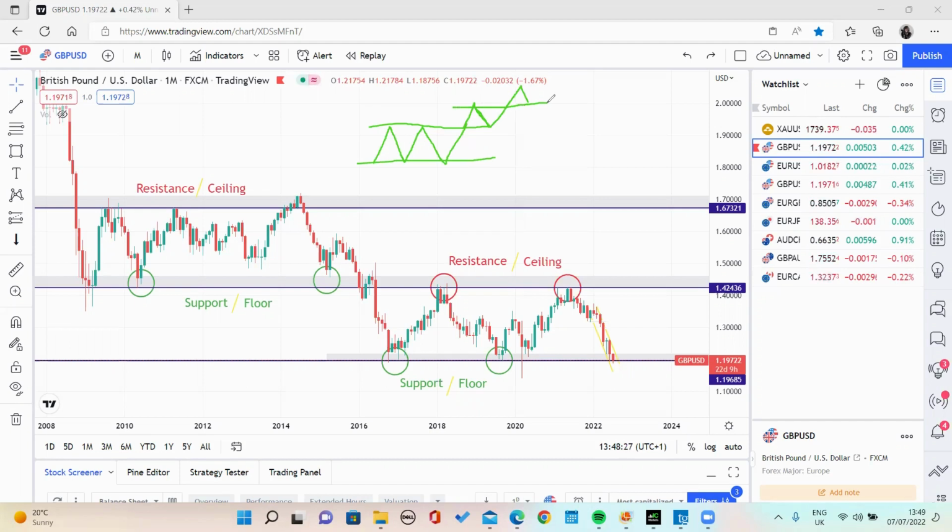So I hope that's all clear to understand, and there will be a video on breakouts and fakeouts, and obviously how to trade, or what traders are looking for rather, in breakouts and fakeouts.